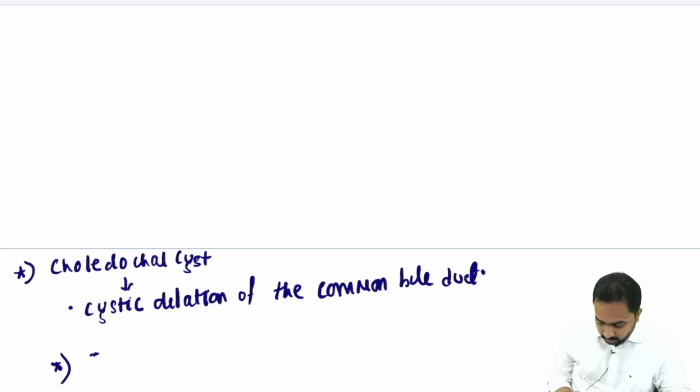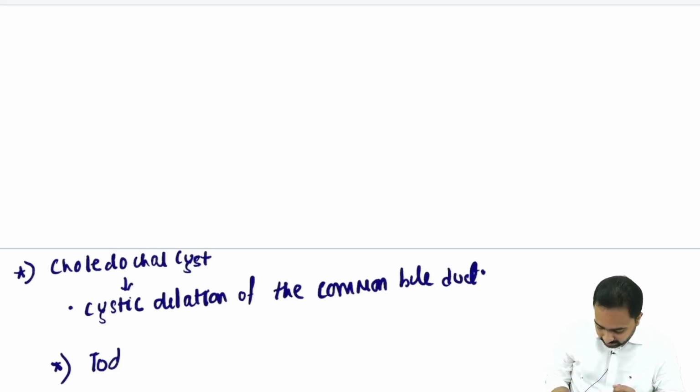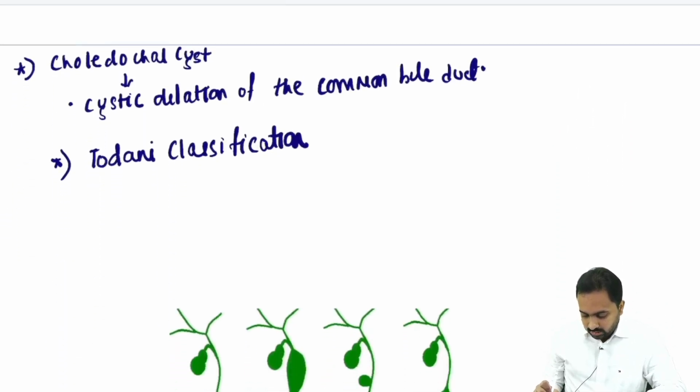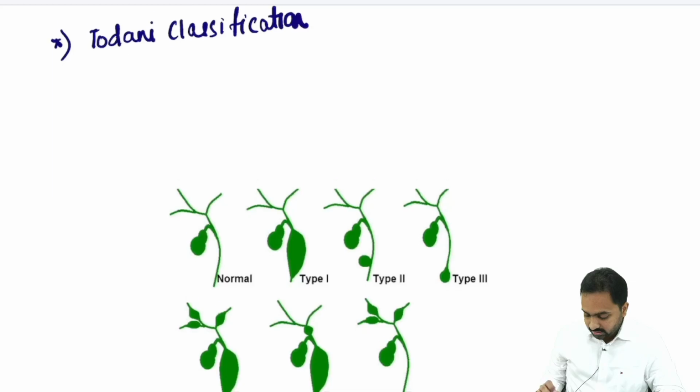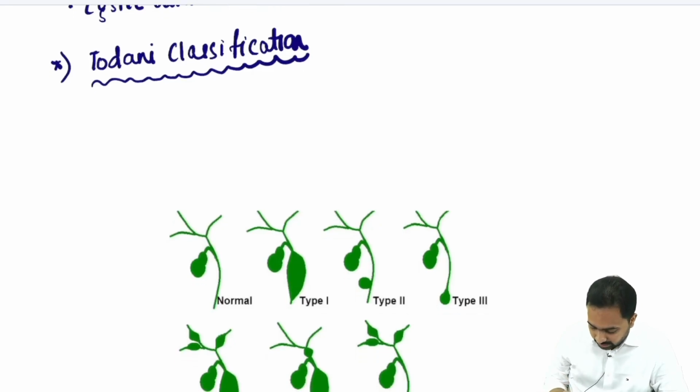Todani who classified the cystic dilation, or rather the choledochal cyst, into various types. So, Todani classification. Now, here I've added an image from the internet source which basically explains the various types of Todani classification. Now, the first image shows you the normal biliary tract anomaly.